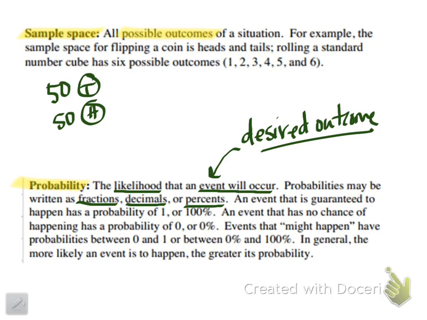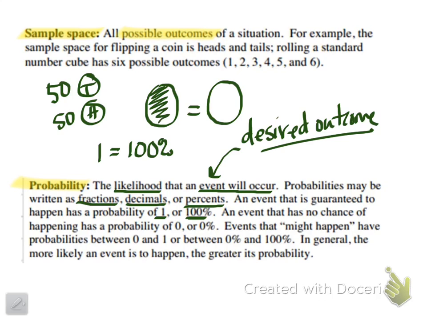Okay? So, probabilities may be written as fractions, decimals, or percents. An event that is guaranteed to happen has a probability of 1 or 100%. Now, why does it have a probability of both of these? Well, because 1 is the same thing as 100%. Okay? 1 whole is the same thing as 100%. And remember, those representations of numbers, they're all the same thing. An event that has no chance of happening has a probability of 0 or 0%. Okay? Events that might happen have probabilities between 0 and 1, or between 0% and 100%.